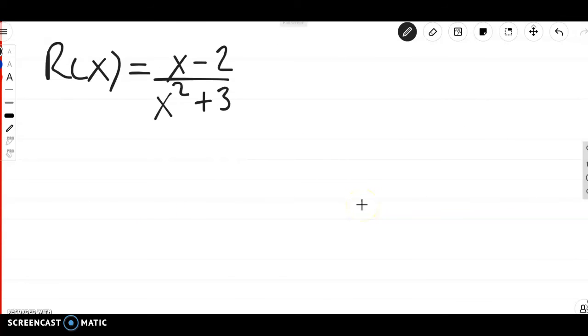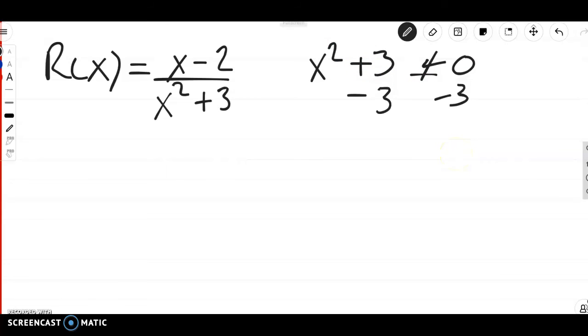For our next example, we're still doing the same thing. In this case, our denominator is x squared plus 3, and this is not allowed to equal 0. Solving this, we will notice that it is quadratic, but there is no middle term. So we're going to solve this one directly by moving the 3 over and taking the square root. We'll first subtract 3 and get x squared is not equal to negative 3.